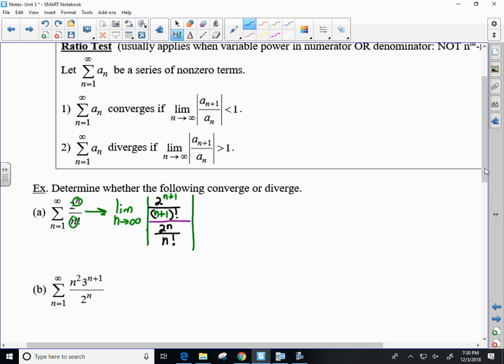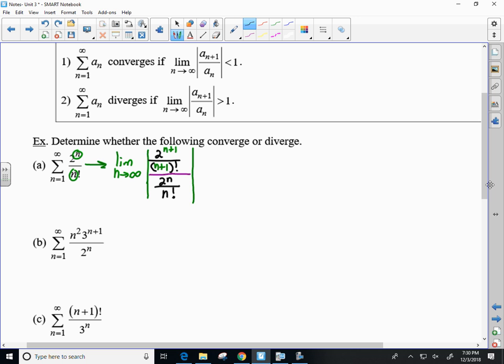So we want to simplify this. The idea being that we're going to get an answer that's either less than 1 or more than 1. If it's exactly equal to 1, then it is the dreaded inconclusive situation. And it means that the root test has failed us. I'm sorry, the ratio test has failed us. It didn't tell us anything useful. But you have to get past the algebra.